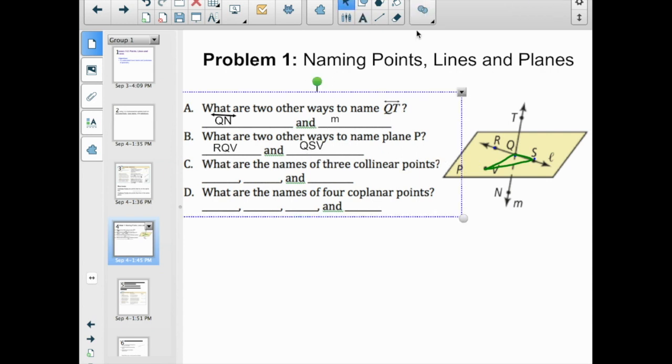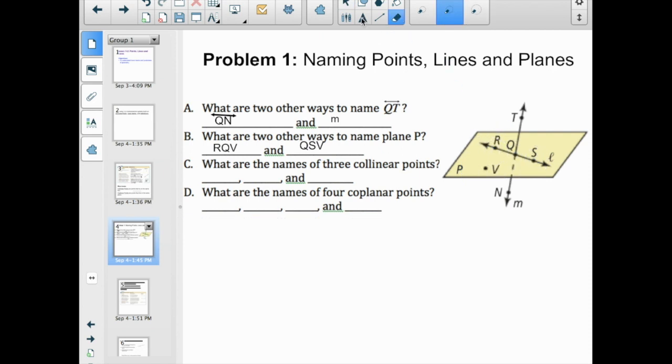The next question, what are the names of 3 collinear points? Well, we kind of already addressed that. You want 3 points on a line. So if I look, I first want to look for a line in my picture. So I'm going to highlight a line, maybe this one right here. And if I look on that line, I have T, Q, and N. Those would be 3 collinear points. Now, that's not actually the only set of 3 collinear points. There's another line I could look at. If I go this way, right here, on that line you have R, Q, and S. Those will also be collinear.